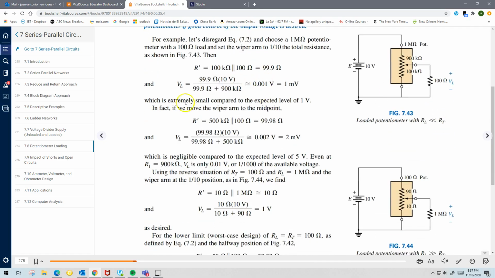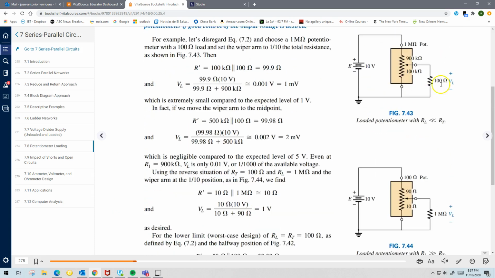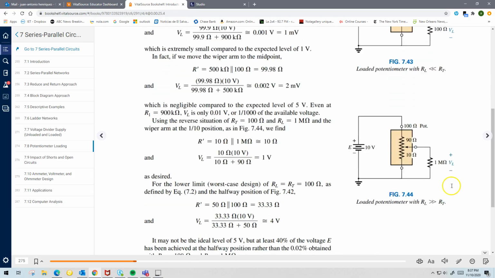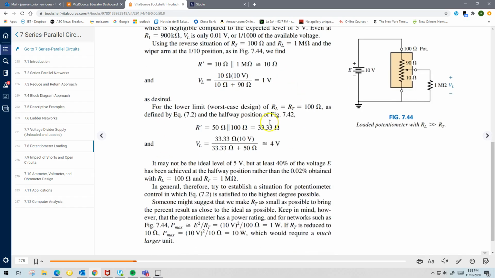I'm going to leave this as an exercise for you to try. Choose a very low value of resistance compared to the pot, and then a very large value of resistance compared to the pot, and you'll see that the voltages are much better regulated. So I'm going to leave this for you to study on your own, and we're going to do an example to show you how it's done.